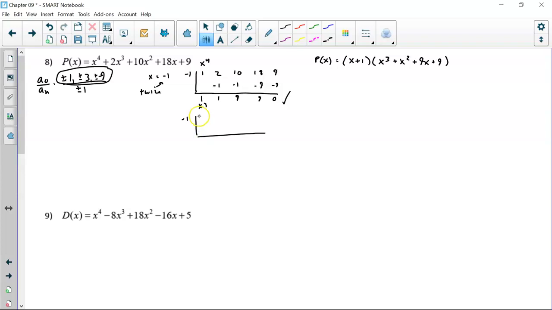Now negative 1 goes on the outside and from above, 1, 1, 9, 9. Bring down the 1. Negative 1 times 1 is negative 1. We add, we get a 0. Negative 1 times 0 is 0. Add, you get a 9. Negative 1 times 9 is negative 9. Add, you get a 0. That's good. So our factors, p of x equals x plus 1, and then again, another x plus 1, and now it's x squared plus 9.